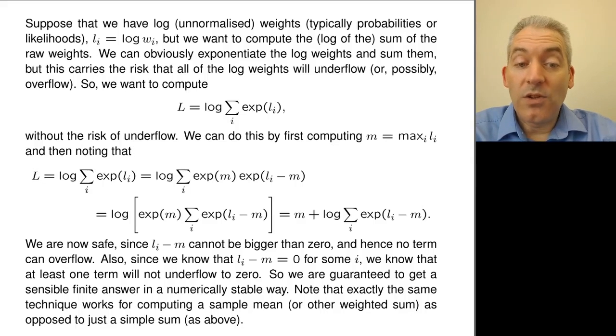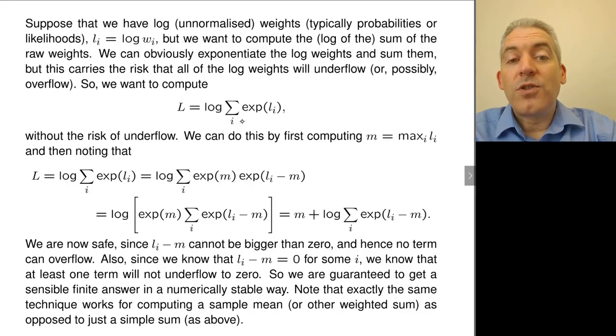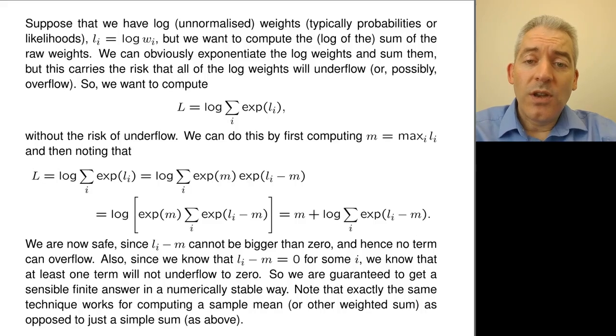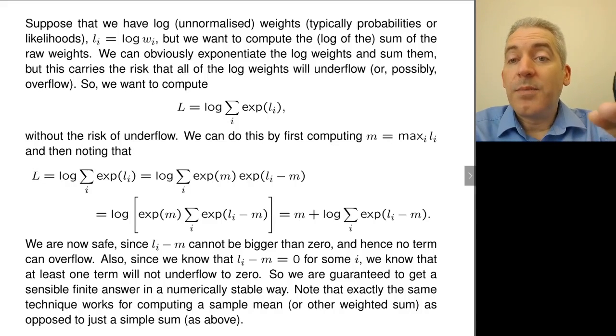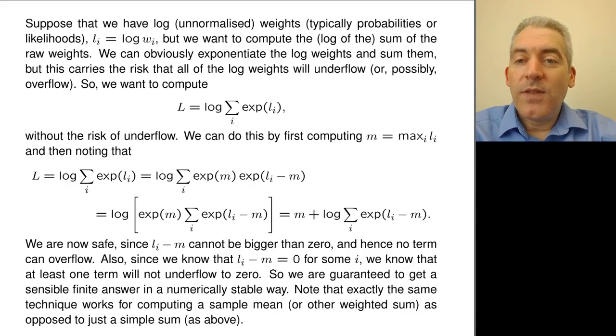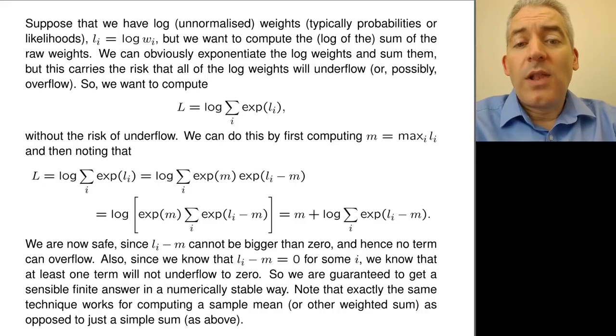So that is the log sum x trick. Clearly, we've set it up here for just computing a simple sum, but a sample mean or any other weighted sum can be handled in a very similar way. In each case, you adjust your log weights by the maximum and put it back in at the end. It's as simple as that, and it solves a lot of these overflow and underflow problems that involve the sum of log probabilities or likelihoods.